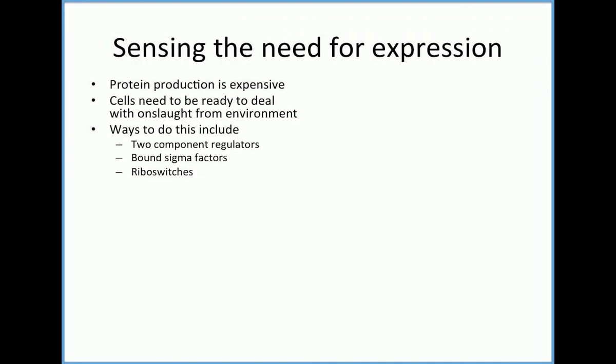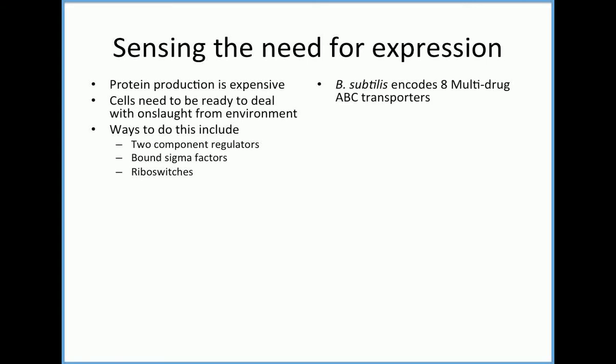So now I'm going to go on to my next topic, which is sensing the need for expression. As I've already described to you, protein production is very expensive for the cell, and it only wants to be making proteins that it actually needs at any one time. However, the bug also needs to be prepared for onslaughts from the environment, such as antibiotics or changes in pH or water availability. And so it needs to have regulatory mechanisms present that enable it to do this. It does this in a number of ways, including two-component regulators, anti-sigma factors, sigma factors, and also riboswitches.